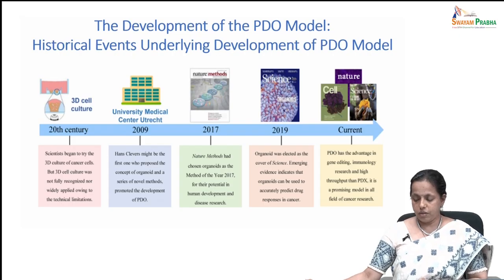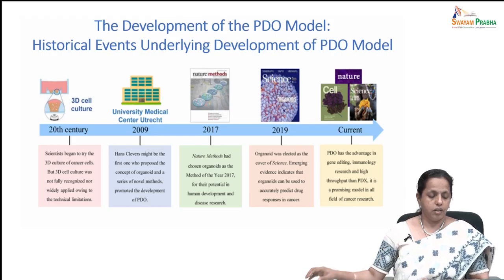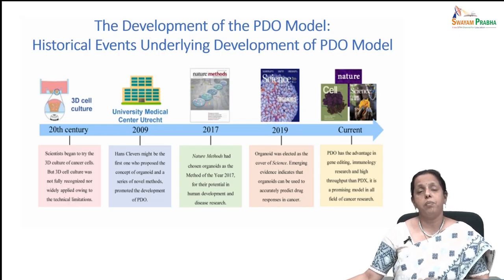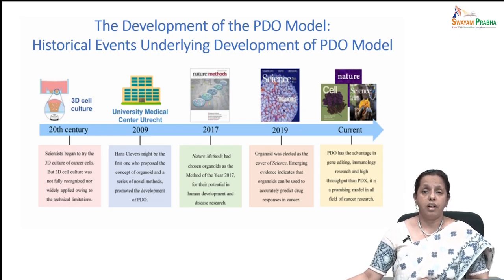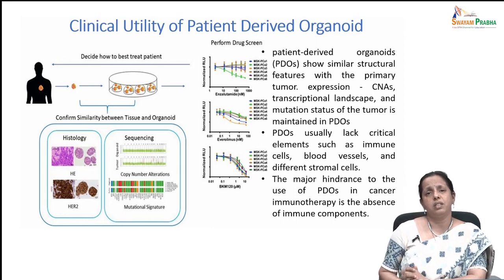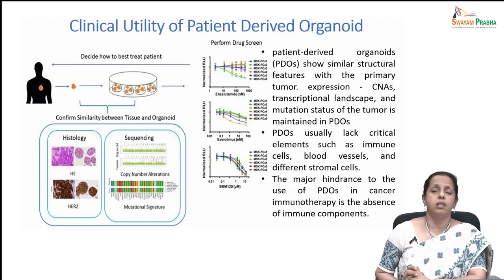So towards the end of the 20th century, many scientists started from the 3D culture, and they are progressing very well towards organoids, which are very important in drug discovery processes because they represent the whole tumor. Patient-derived organoids, as mentioned before, show structural features of the primary tumor of origin, such as the expression patterns, the copy number aberrations, the transcriptome landscape, and the mutation status of the tumor, which is completely retained in these patient-derived organoids or the explants.